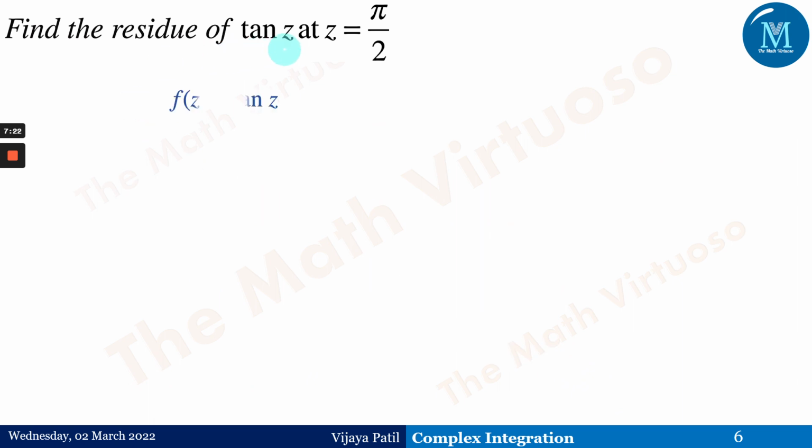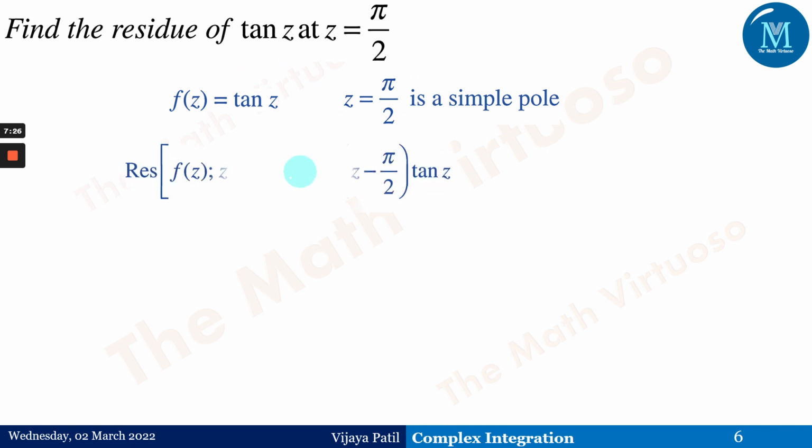Again, find the residue of the function tan z at z equals pi by 2. Tan z at z equals pi by 2 is a simple pole because it repeats only once over here. They have asked us to go ahead with z equals pi by 2, and that's the reason. Otherwise tan z will have many different zeros.